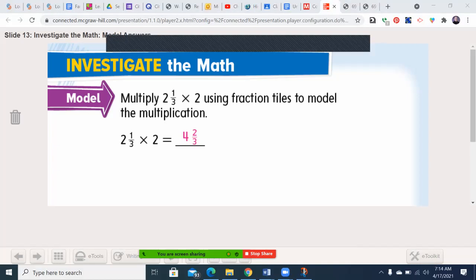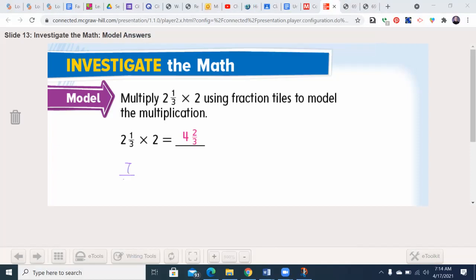But what I would have done here, I need to turn it into an improper fraction. So I take my denominator times the whole number. 3 times 2 is 6, plus the numerator, which is 7 over 3. And if you remember from the other day, we convert this into a fraction by putting it over 1. So now I get 14. 7 times 2 is 14 over 3.